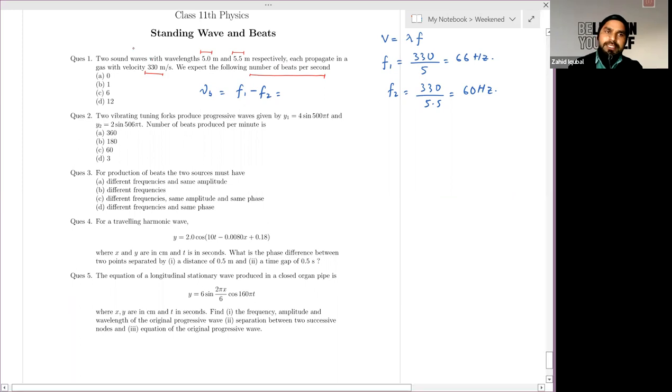Wahid, what would be the answer? First frequency we have 66 hertz. Second frequency we have 60 hertz. Good, Matthew. So on subtracting, you will get 6 hertz beats frequency.